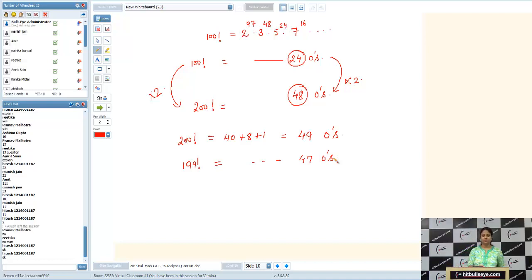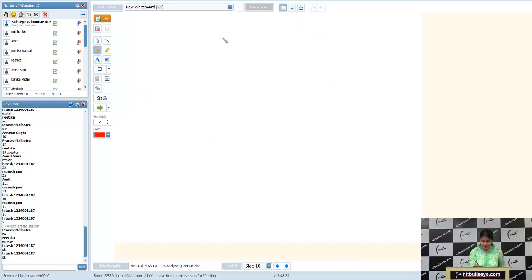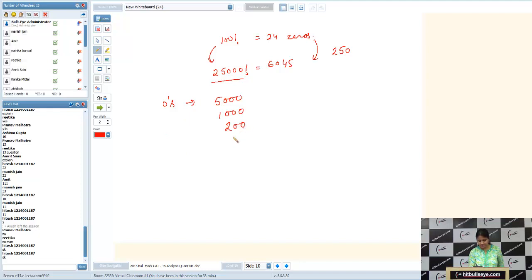Now we can extend this logic to our question. How come? See, my 100 factorial is ending in 24 zeros. We need 60450, I think. It comes out to be, I think, 250 times approximately. So we could take 250 into 100, that is 25,000 factorial. It will give you a range. If we consider 25,000, it will be 5,000. I'm considering number of zeros. I think you are comfortable in that. Then we have 1000, then we have 200, then we have 40, then we have 8, then we have 1. It comes out to be 6249.